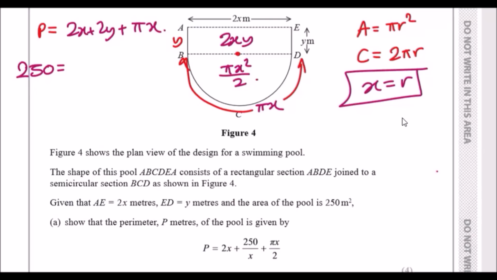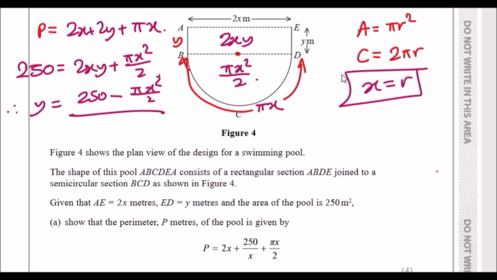So we can say that the area, which is 250, must equal 2xy plus pi x squared over 2. Now, what happens here? Well, the final equation is in perimeters and x, so the one thing we need to get rid of is the y. So what I would recommend is make y the subject for this equation and plug it into the first equation. To make y the subject, subtract pi x squared over 2 and divide by 2x. This will give us 250 minus pi x squared over 2, all over 2x. Plug this into the first equation.